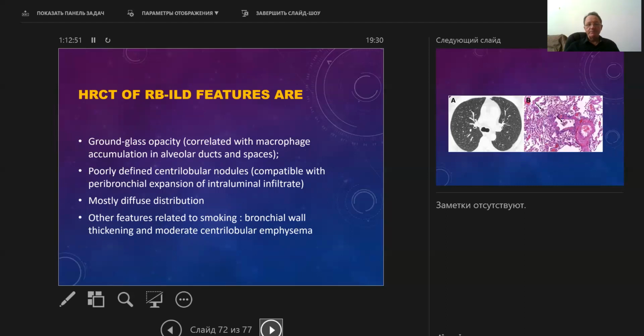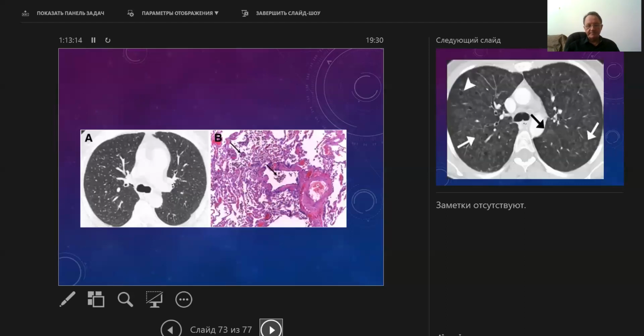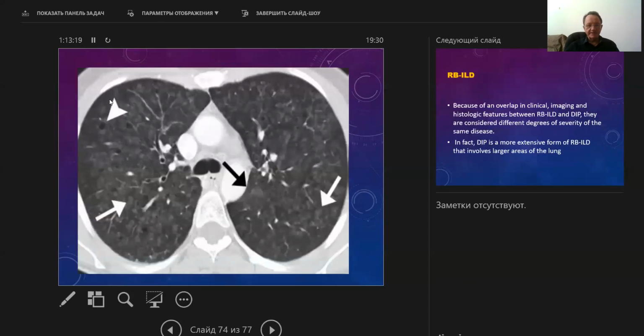High-resolution CT scan features are ground glass opacity, correlated with macrophage accumulation in alveolar ducts and spaces, poorly defined centrilobular nodules, compatible with peribronchial expansion of intraluminal infiltrate, mostly diffuse distribution. Other features related to smoking: bronchial wall thickening and moderate centrilobular emphysema. In this slide, you can see much better the centrilobular nodules, maybe cysts, ground glass opacity.